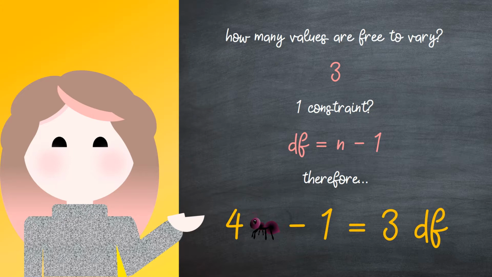When there is one constraint, we can calculate degrees of freedom by using the formula n-1, where n is the number in our sample. Therefore, in our example, we have 4 minus 1, giving us 3 degrees of freedom. It's also important to note that this equation can change as more constraints are applied in a statistical test.